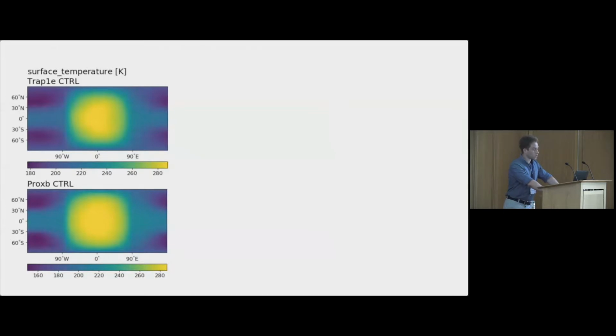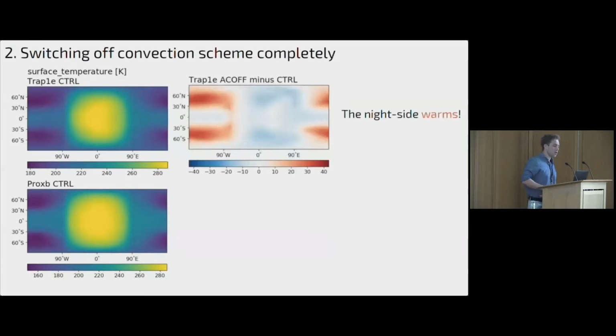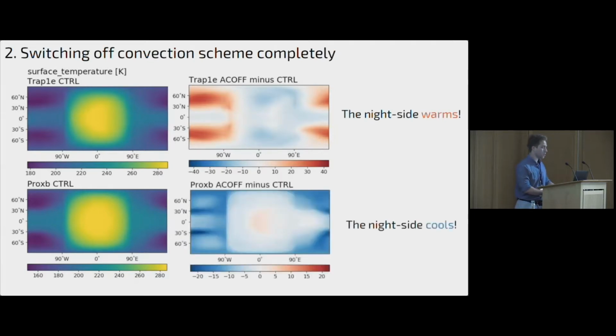However, then we can also run a similar simulation, but now switching off the convection scheme completely. And this is the simulation result for TRAPPIST-1E, and it's a fairly similar picture. You have the slight cooling of the day side and warming on the night side. However, for Proxima B, the situation is almost reversed, and you have the night side cooling quite significantly. So for these two quite similar cases, you have opposite effects by just swapping a convection scheme to a simple one, or switching off completely.